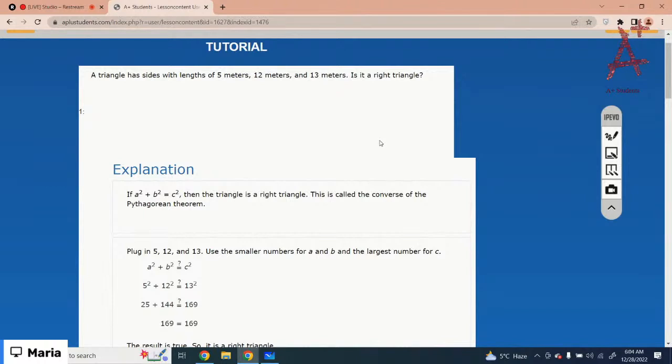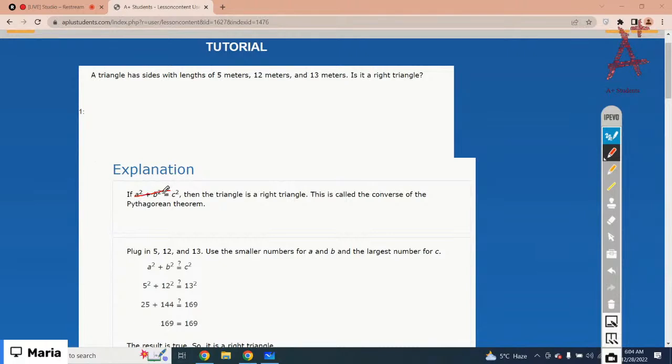So basically, we have to check whether the given measurements are for a right angle triangle. Got it? So if a triangle is a right angle triangle, then it must satisfy a square plus b square equals c square. Got it? This is called the converse of Pythagorean theorem. Got it? Because we can prove Pythagorean theorem by a square plus b square equals c square. So this is known as the converse of Pythagorean theorem.